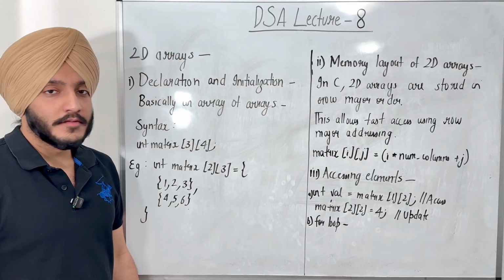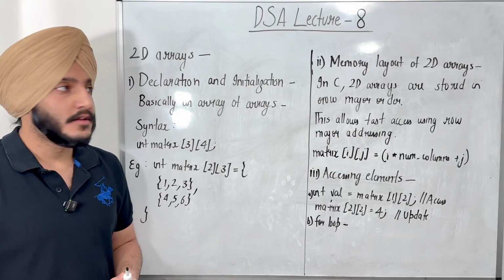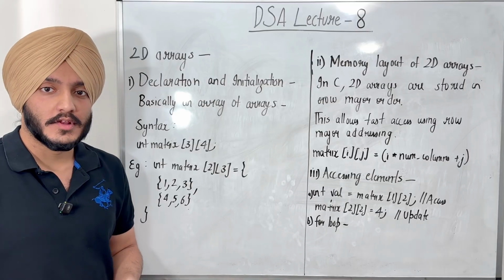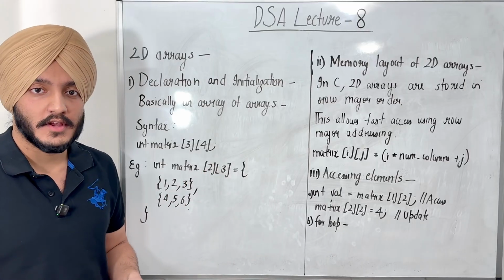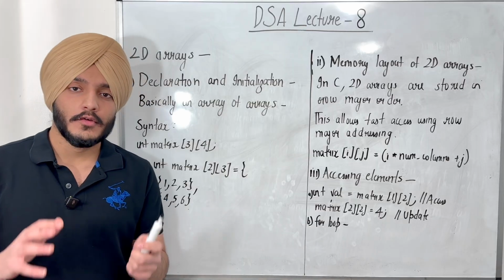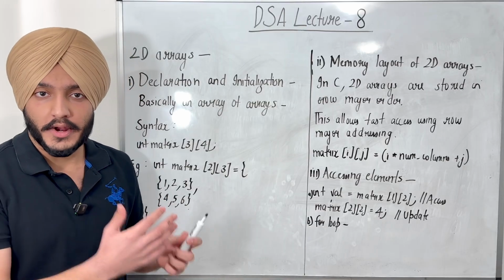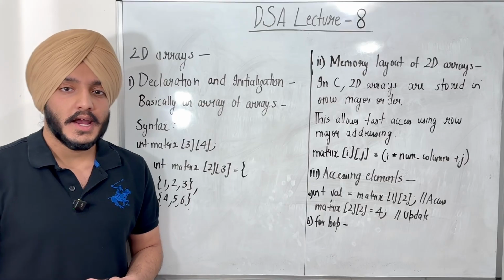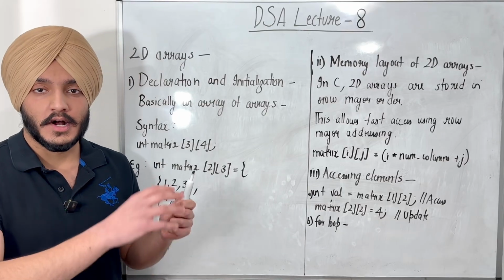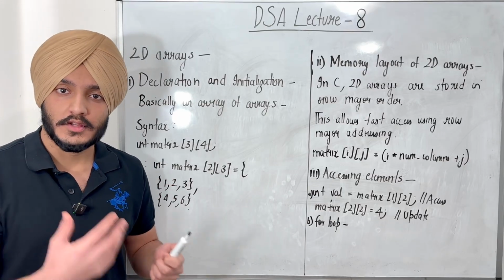So in the last lecture, we started with static arrays, and in this one, we are going to be continuing with the next topic, which is going to be 2D arrays, right? So by now, I hope you have a decent understanding of how arrays work, how static arrays work, and I hope that you have started with solving the problems as well on the C code, right?